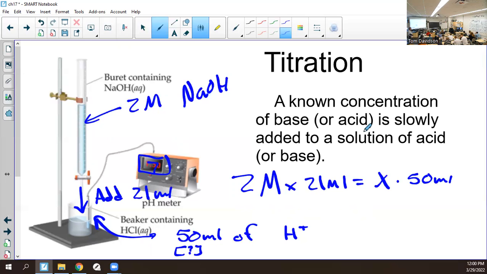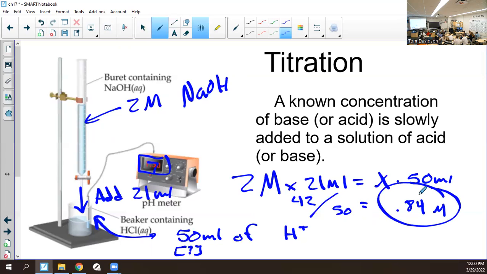Well, what math do we have to do that? We take this, and it's 42, and we divide it by 50. And that would tell me I have 0.84 molar. Why did I cut it in half? I meant to double it. And that's literally all I would do. It's not awful, right?